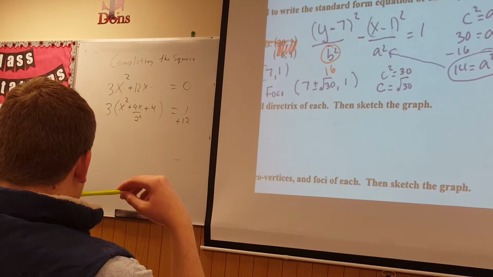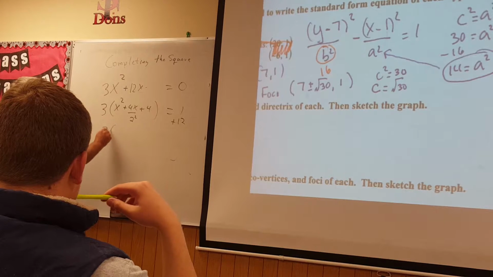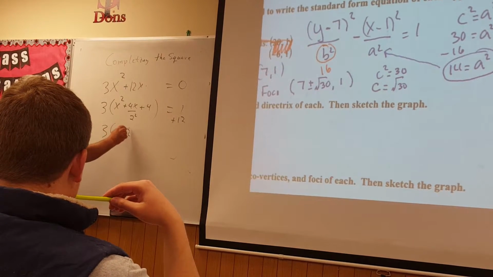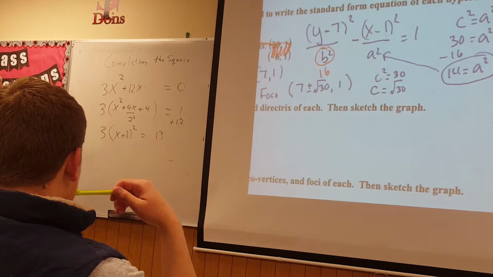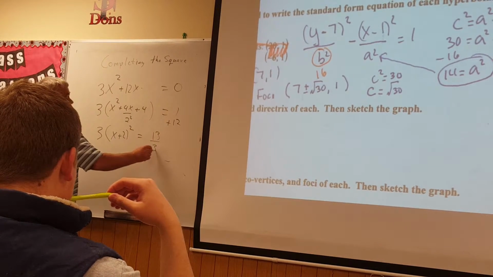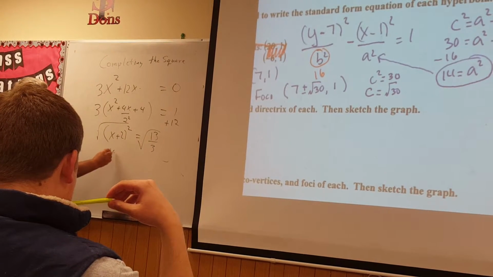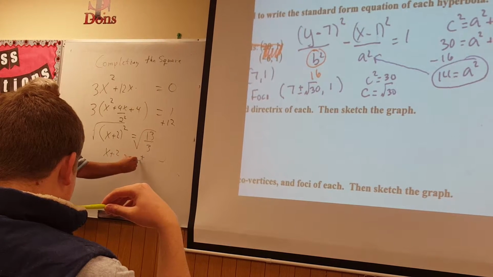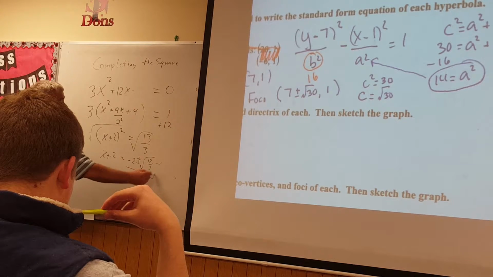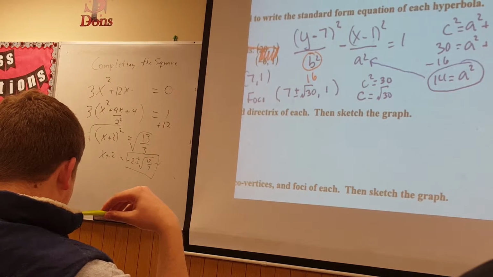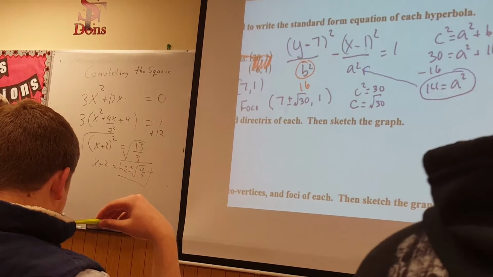Where did the 12 come from? It's the 3 times the 4. So this becomes 3 in front of (x + 2)² equals the 13. Now if you were to solve that, you divide by the 3, and then take the square root. So x plus 2 equals plus or minus the square root of 13 over 3, and then you put a minus 2 in front. So that's how the quadratic equation would look. All right.